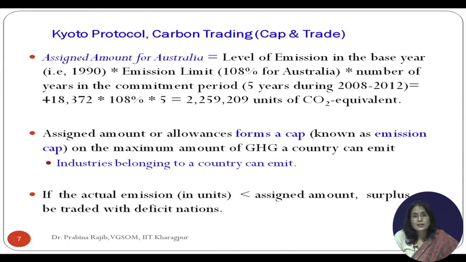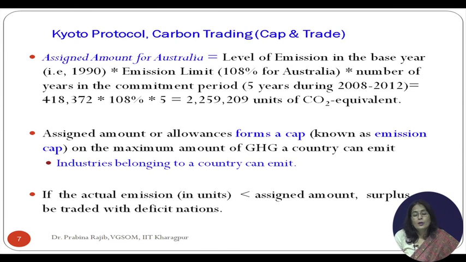So, in 1990 the number of units which were emitted by all industries together in Australia was standing at 418,372. This will be multiplied by 108% and by 5 years. So, that is coming to 2.259 million units of CO2 equivalent.